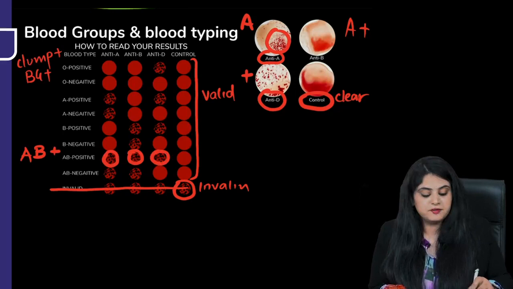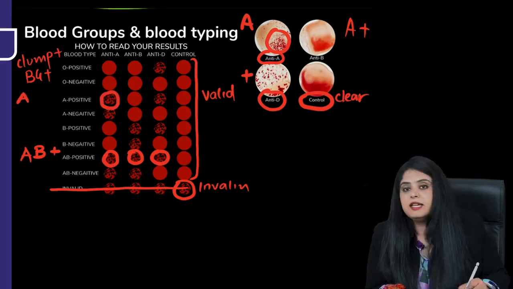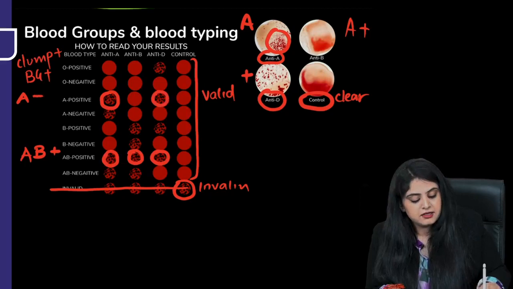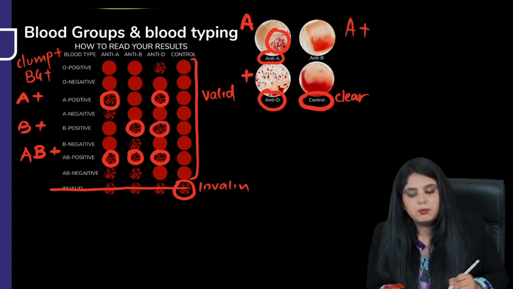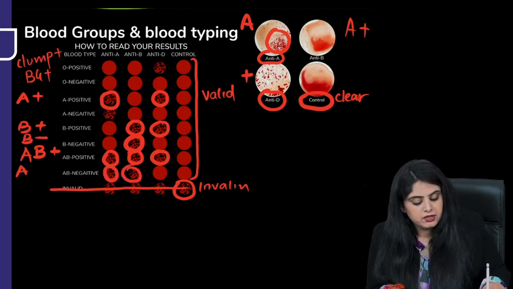This is AB positive. Over here, I see a clump in anti-A, matlab A hai. And I see a clump in anti-D, A positive. Here I see there is a clump in anti-B, B, and in D, B positive. If only in B and nowhere else, matlab B negative. If A and B mein toh hai, AB toh hai, but D mein nahi hai, this means AB negative.